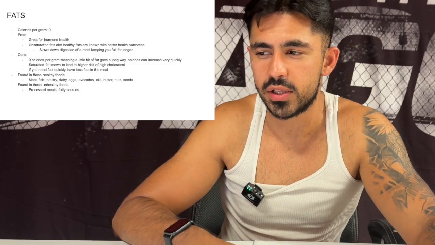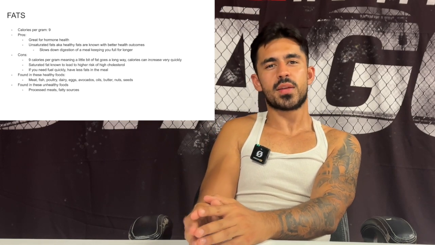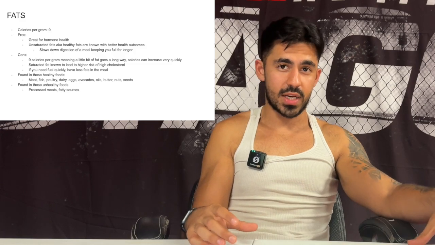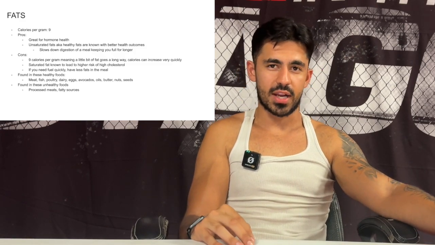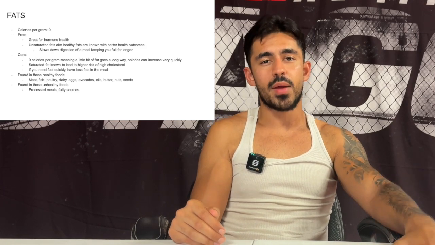And if you need fuel quickly, have less fats in the meal. So a lot of times people have a pre-workout meal, maybe like 30 or 60 minutes right before their workout. Fats are going to slow down digestion, which is great for keeping hunger levels stable, energy levels stable. However, if you want energy quick for your workout, limit the amount of fats in that meal. Typically just go for protein and a high amount of carbs.